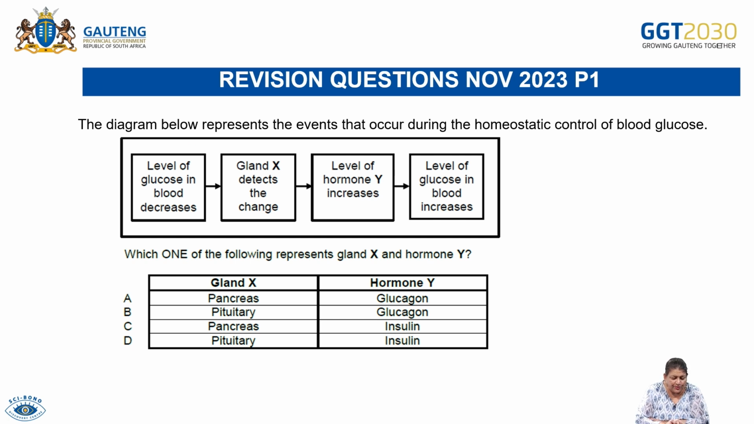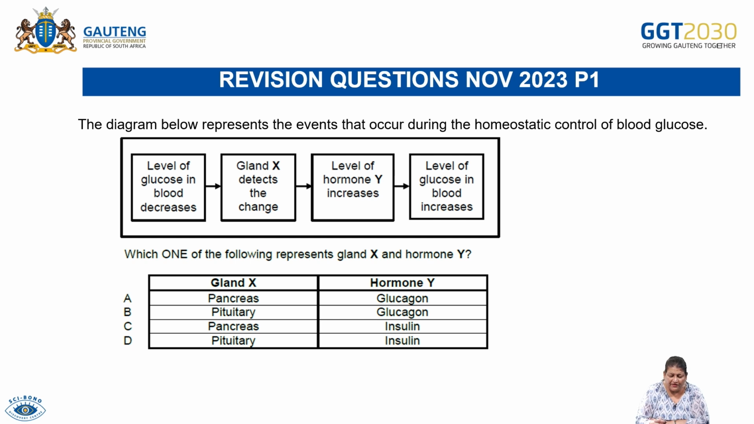The diagram below represents the events that occur during the homeostatic control of blood glucose. So we need to control blood glucose. Which one of the following represents gland X and hormone Y? So let's see. Here it's saying that the level of glucose in the blood will decrease. So let's say, for example, the person was in an aeroplane and fell in the snow and couldn't get food for a long time, so he wasn't eating. So what's going to happen? The level of glucose in the blood will decrease.